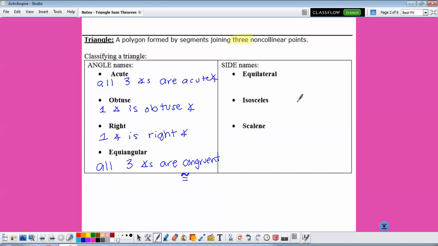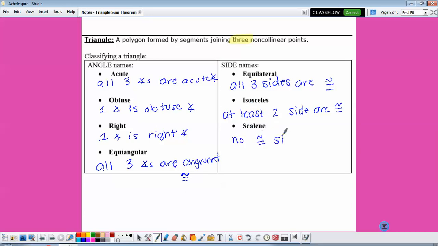To classify them by their sides, if they're equilateral, that means all three sides are congruent. If it's isosceles, at least two sides are congruent. So technically, an equilateral triangle is also isosceles, and a scalene triangle has no congruent sides. All the sides are different lengths.